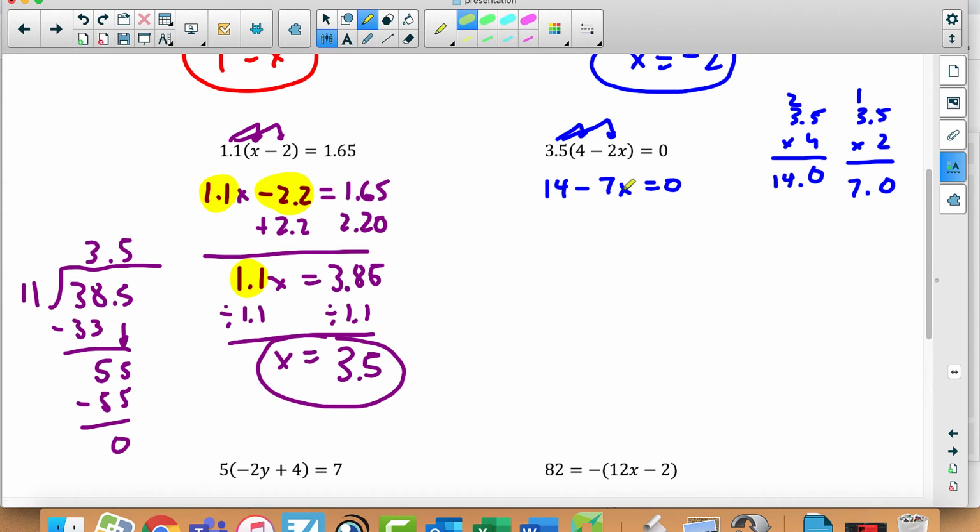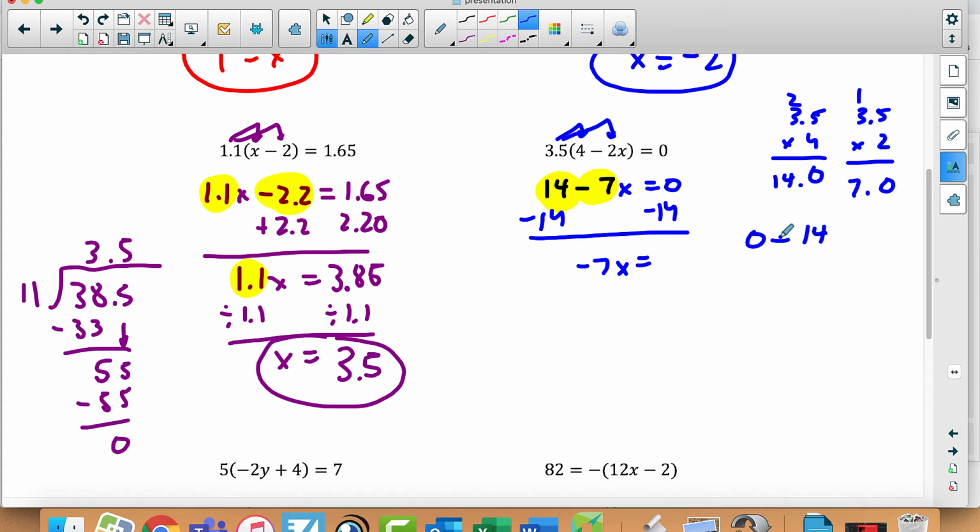We want to get this x by itself. The numbers are 14 and negative 7x, which number would we add or subtract? We would subtract the 14. So that's gone. What's left here? Be careful. You have negative 7x's left. 0 take away 14. If you want, you can change that 0 take away 14 into 0 plus negative 14. Either way you do it, you're going to get negative 14.